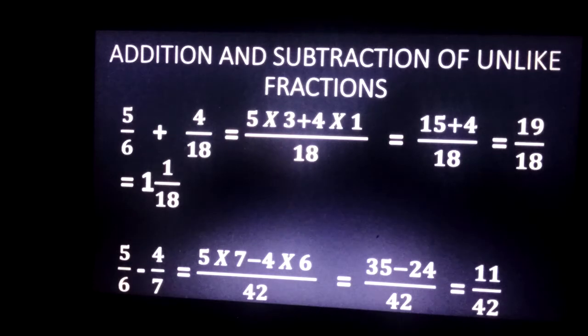I hope you have followed how to calculate the sum and difference of unlike fractions.